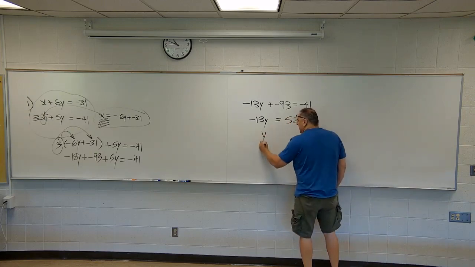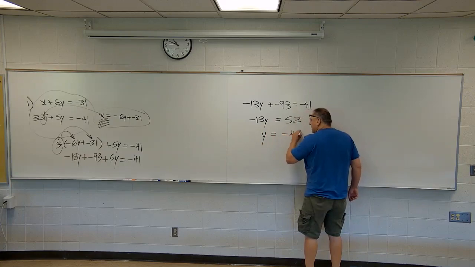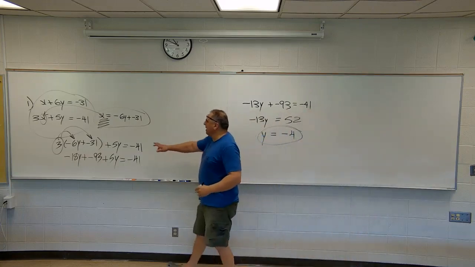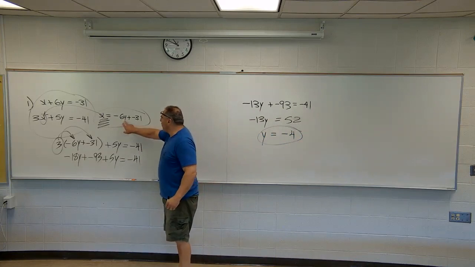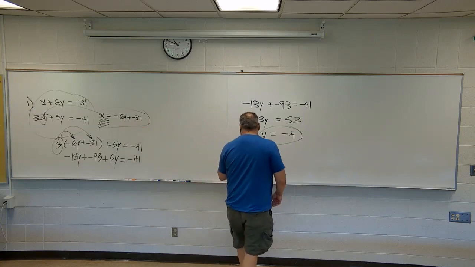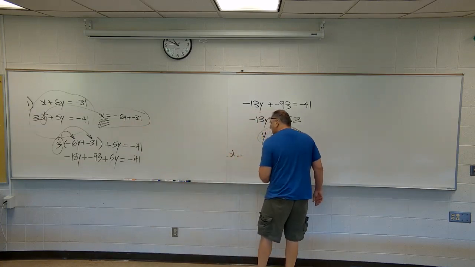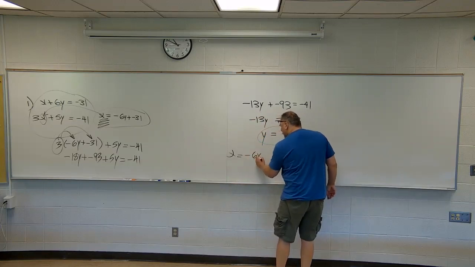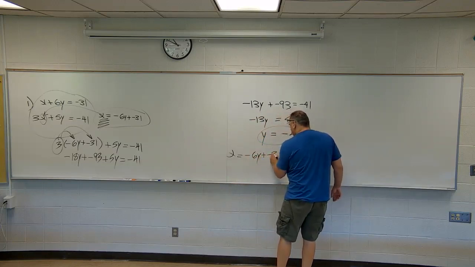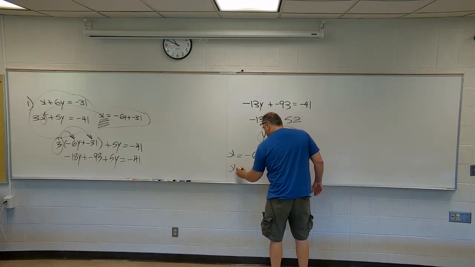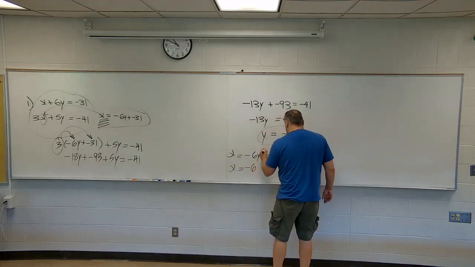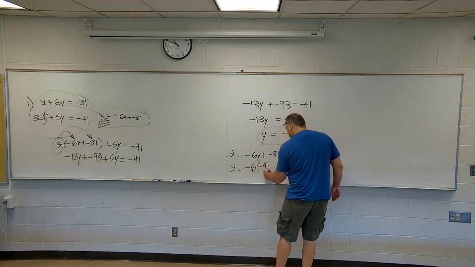Divide by negative 13 on each side. y equals negative 4. Come back here. Put y equals negative 4 right here, and it's going to spit out what x is equal to. So what you got is x is negative 6y plus negative 31. They have told us y is negative 4.